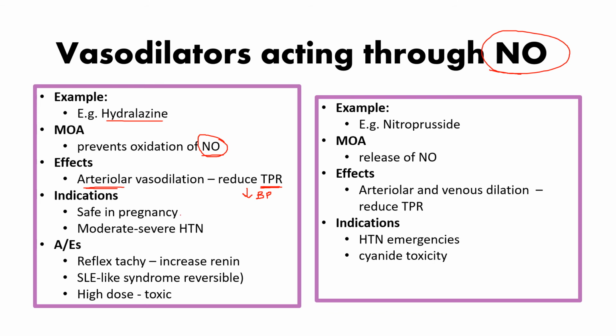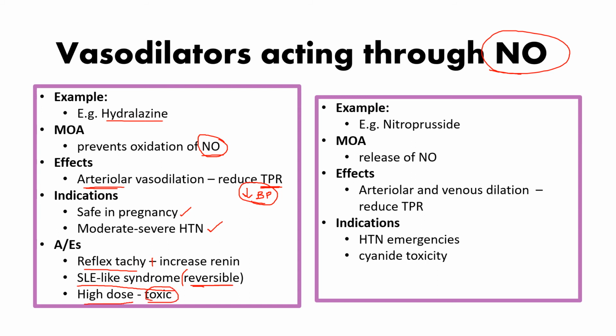Hydralazine is safe in pregnancy, and it's used to manage moderate to severe hypertension. Adverse effects include reflex tachycardia, as well as the increase in renin to compensate for the decrease in blood pressure. Those are just the compensatory mechanisms. It may also precipitate lupus-like syndrome, which is reversible. I think upon stopping the medication, the symptoms go away. And at high doses, they can actually be toxic.